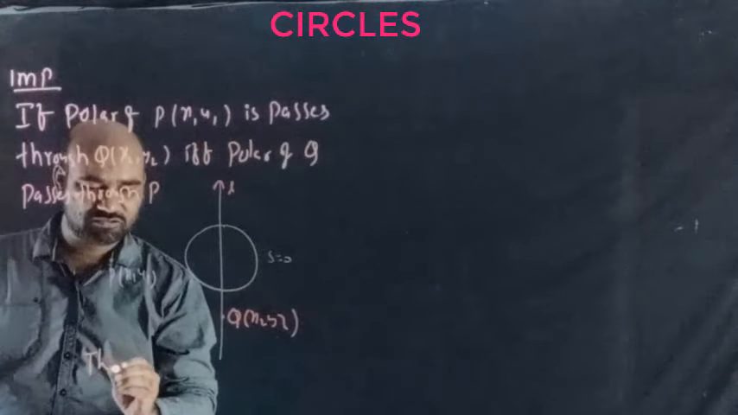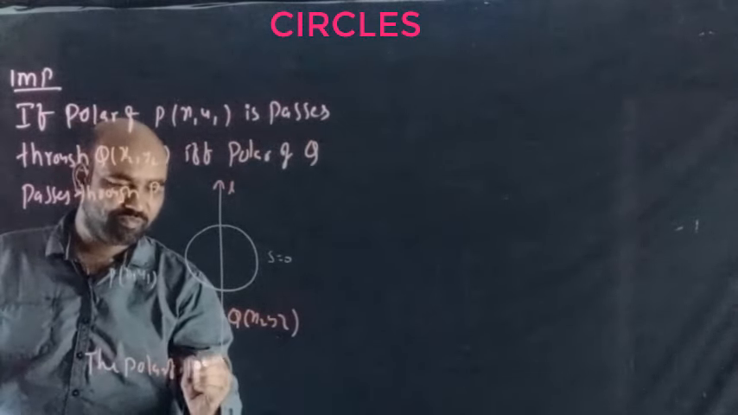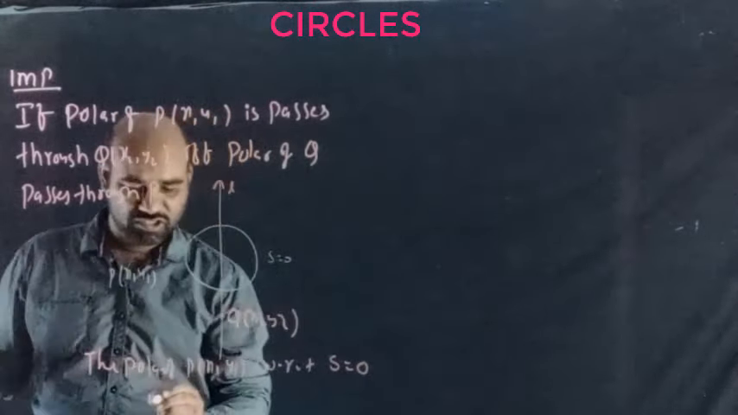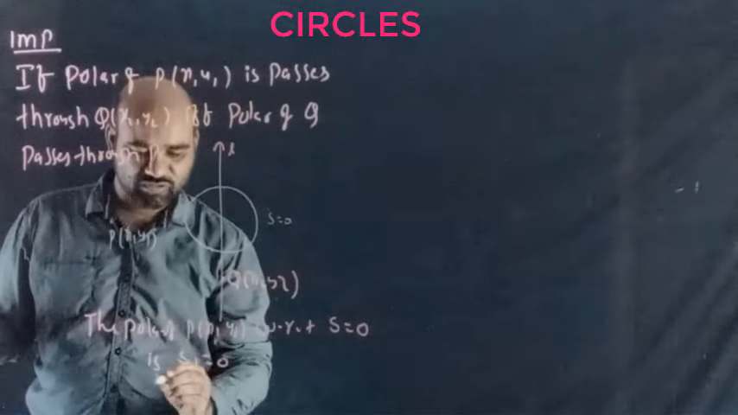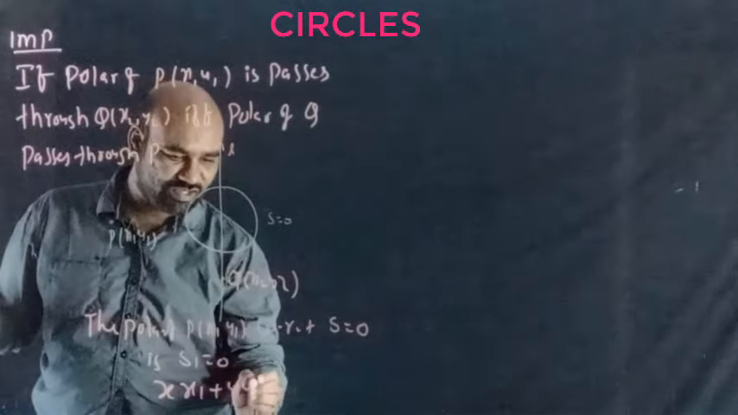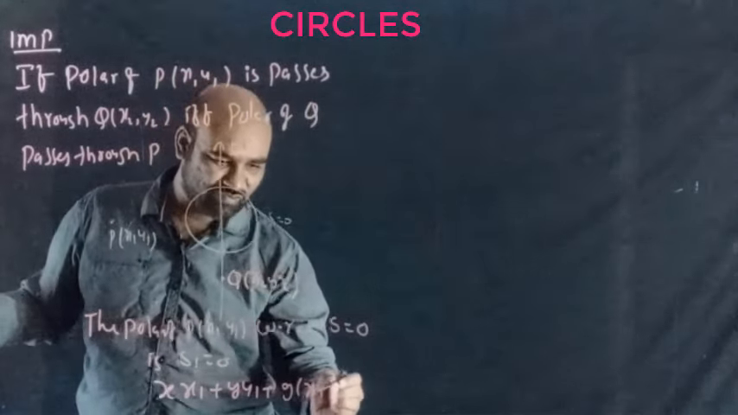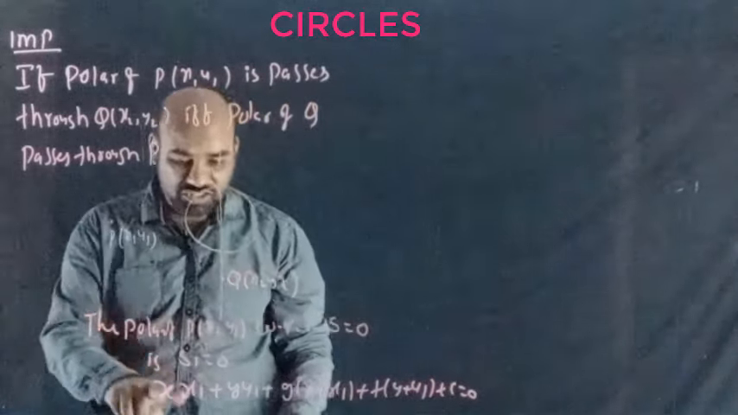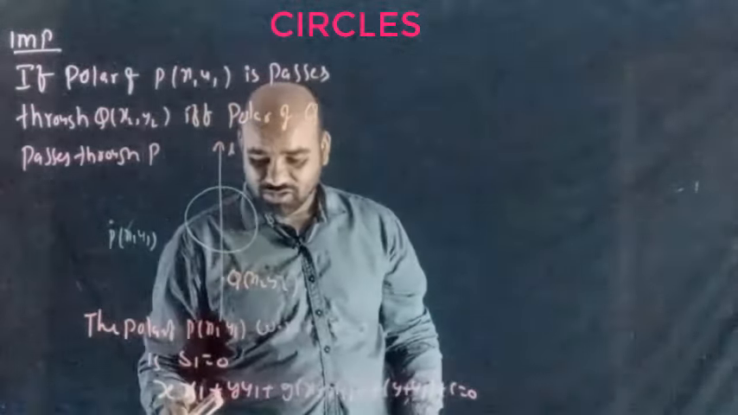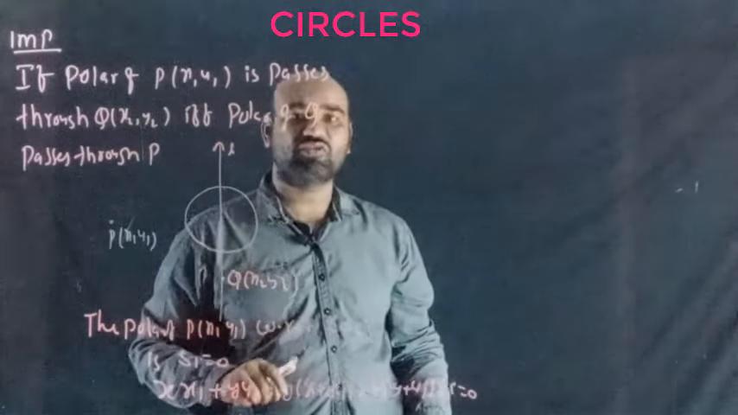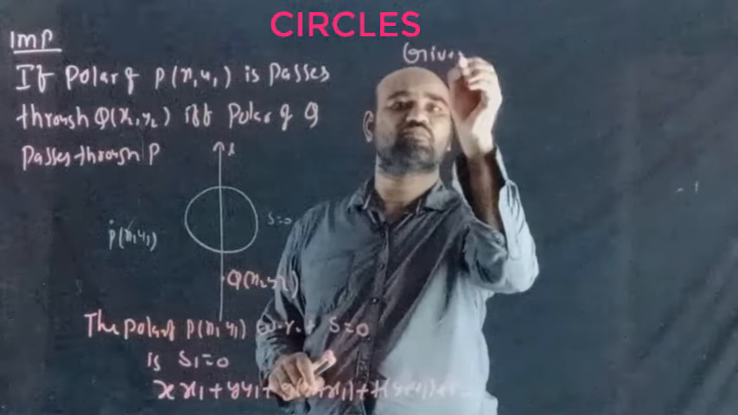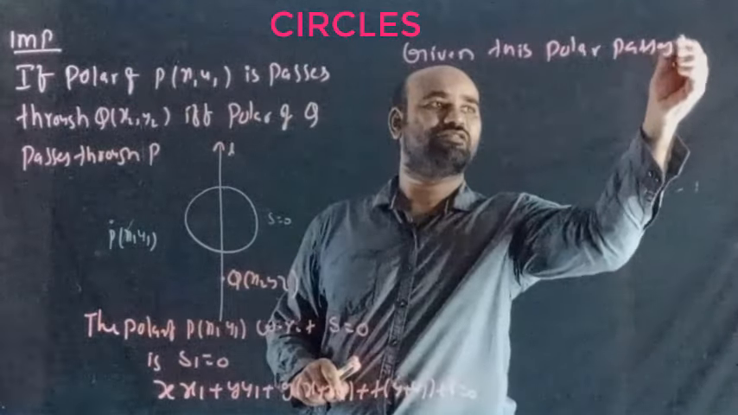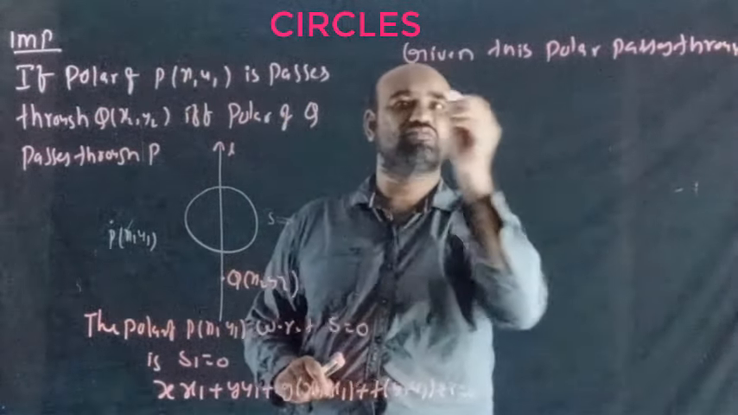The polar of P (x1, y1) with respect to S equal to 0 is S1 equal to 0 only. S1 means what? x x1 plus y y1 plus g times of (x plus x1) plus f times of (y plus y1) plus c equal to 0. This is the polar of P. What is given? This polar is passing through Q (x2, y2).